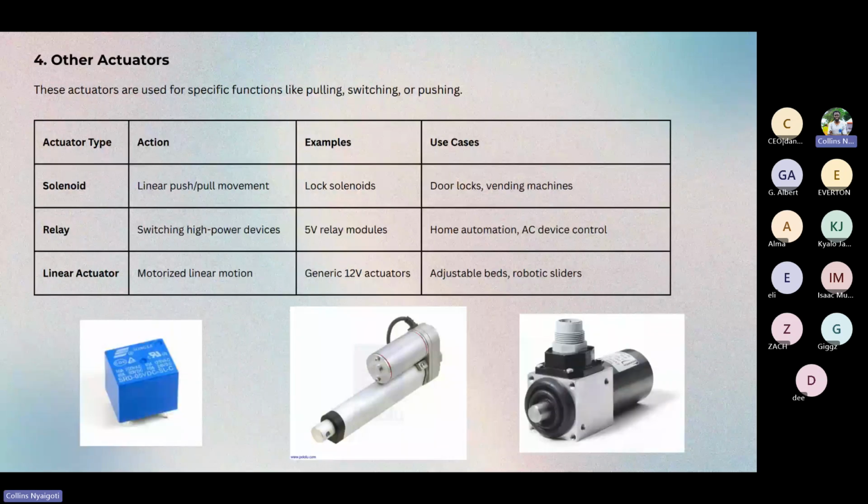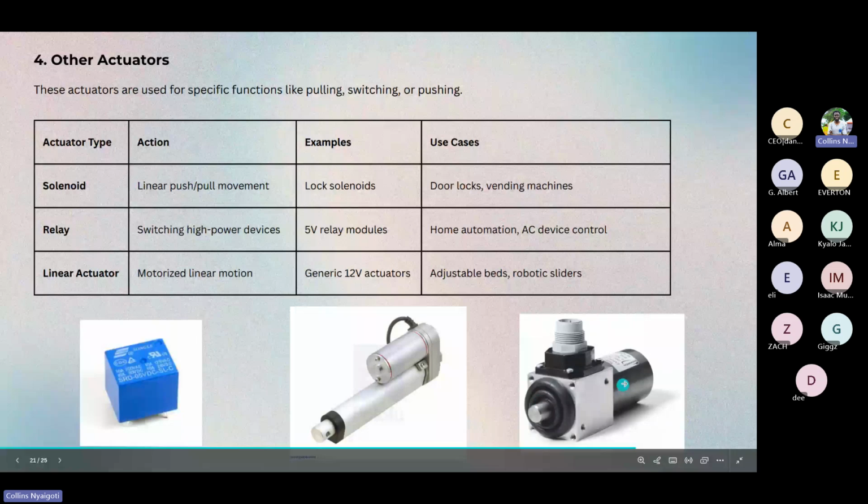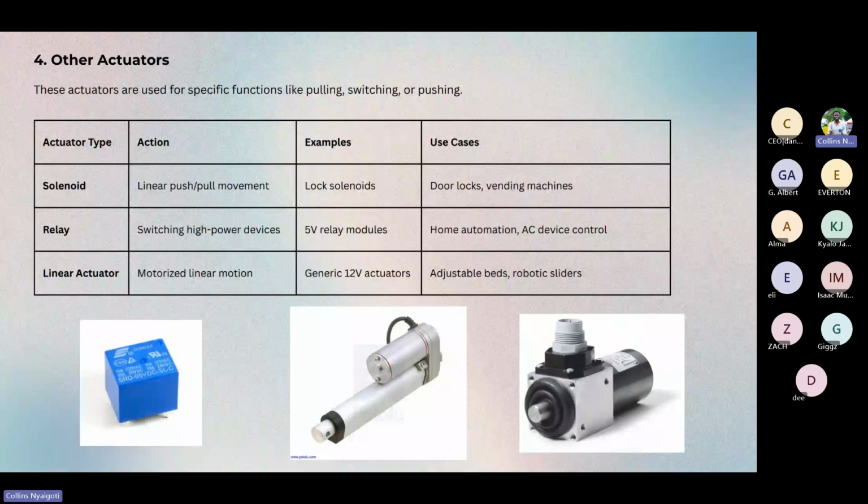Other actuators: solenoid locks, this one here. It's used for linear push and pull movements. Examples are door locks and vending machines. Basically, if you've done physics, you know what a solenoid is. It's a wire wrapped on a metal. Energizing the wire produces an electromagnetic field that can release or move something. So that's the concept of the solenoid.